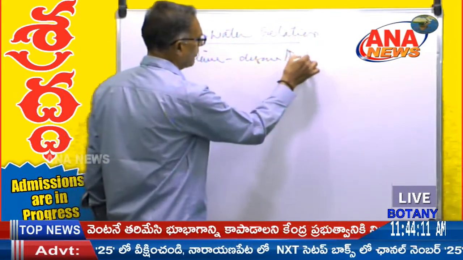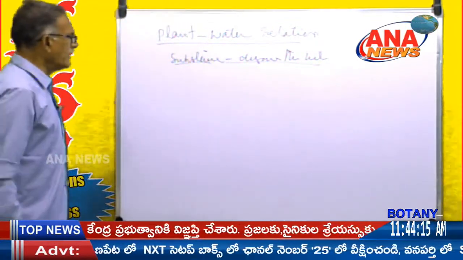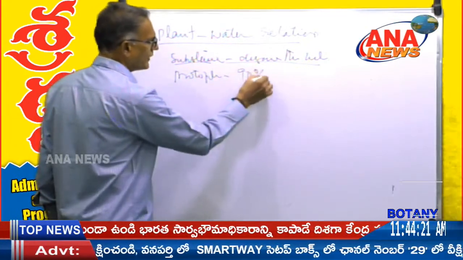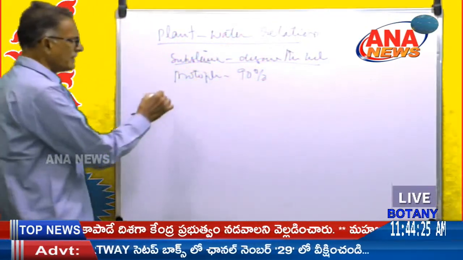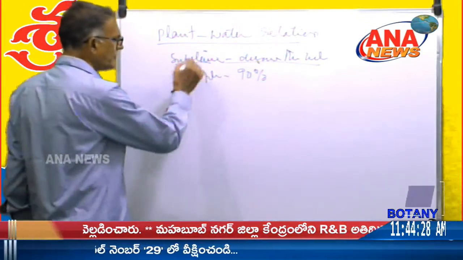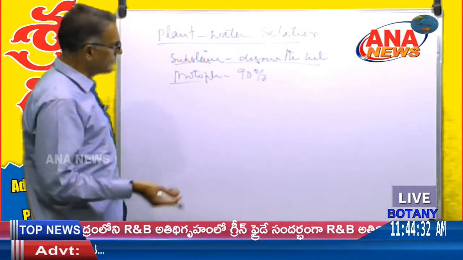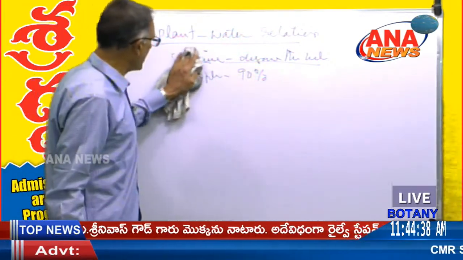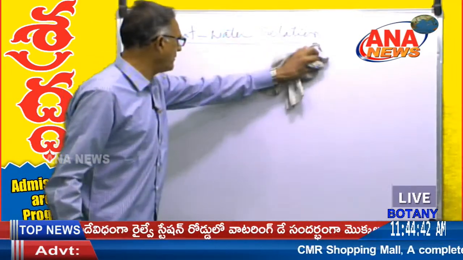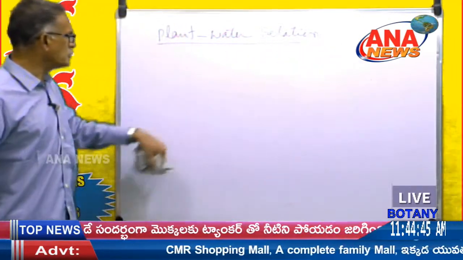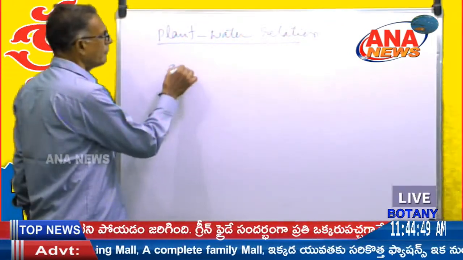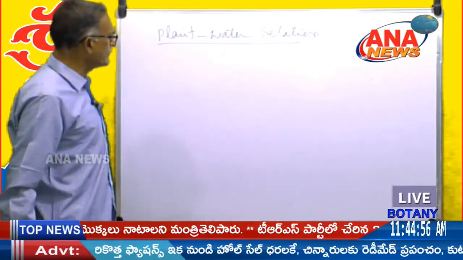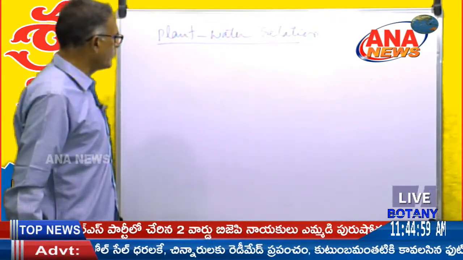The plant protoplasm contains 90% of water, in which some of the substances are in a dissolved condition, and some of the substances are in a suspended condition. So water is essential for all metabolic and physiological activities of the plant. It acts as a medium to dissolve these substances in the cell.